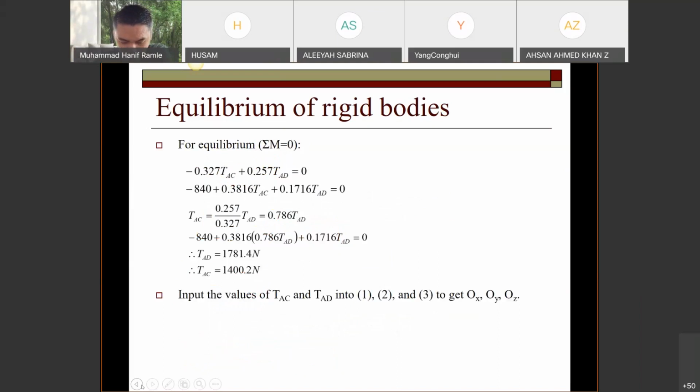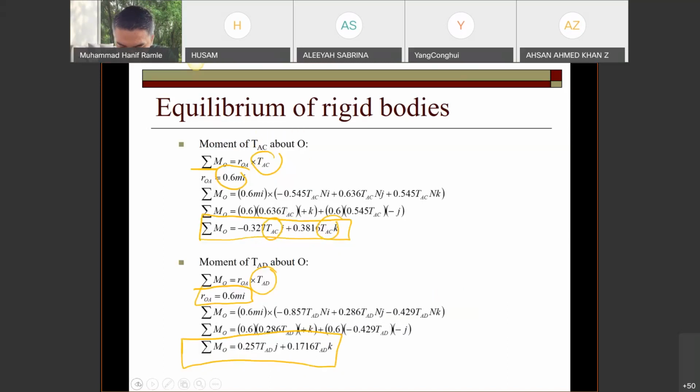Once we have all this information, you have to apply the equilibrium system of moment equal to 0. You have to get the x component, y component, and z component. All right, so for this case, let me go back.